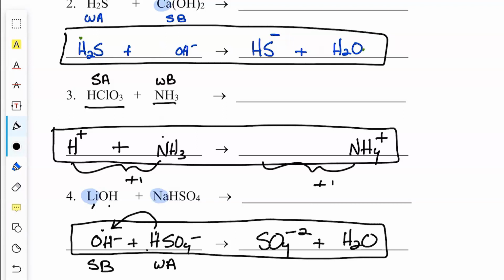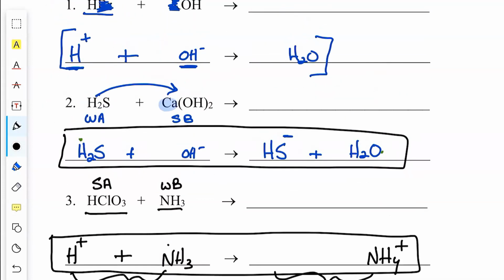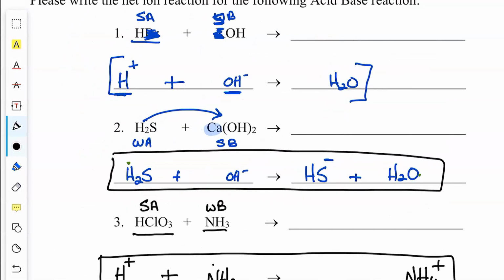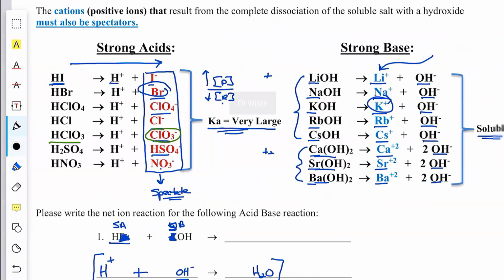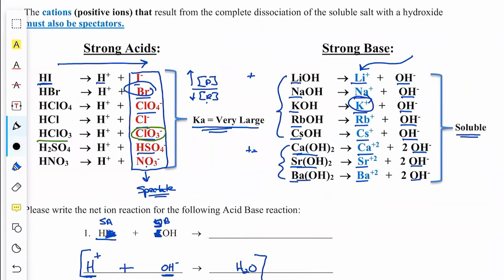Okay? Notice 2, 3, and 4, it's not H plus and hydroxide equals water. If we look carefully, the only time you have that is with a strong acid, strong base. All right, so I hope that helped. And again, it's really helpful to think about your strong acids and strong bases and who your spectators are. Your spectators are going to be the cations of your strong base and, well, I say, quote, conjugate bases of your strong acids. Hope that helped.